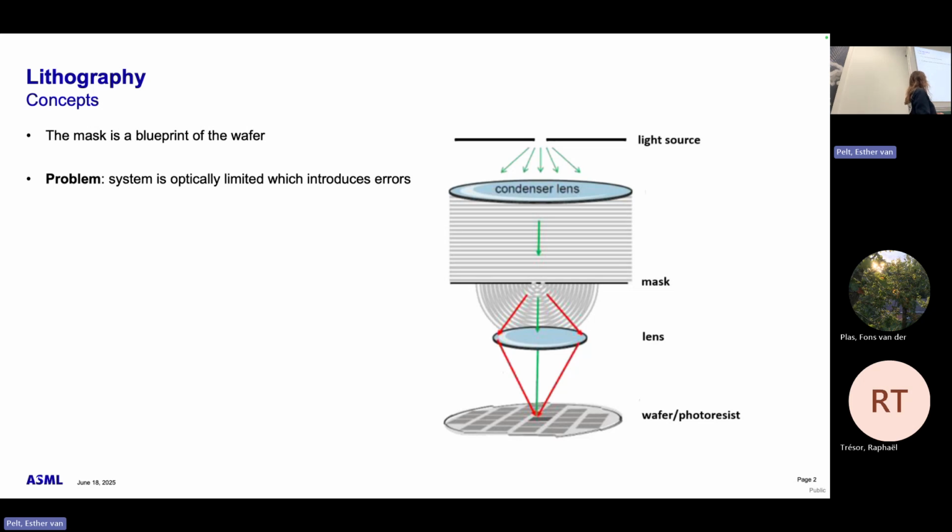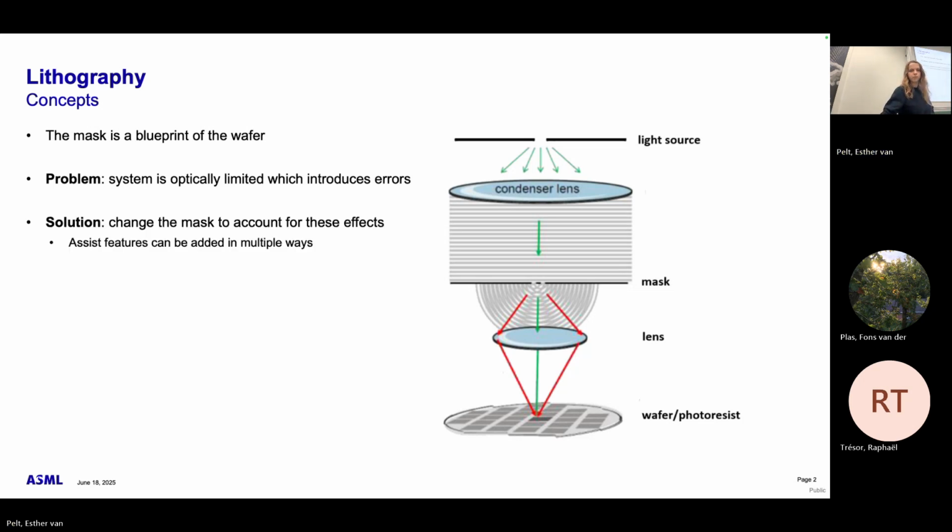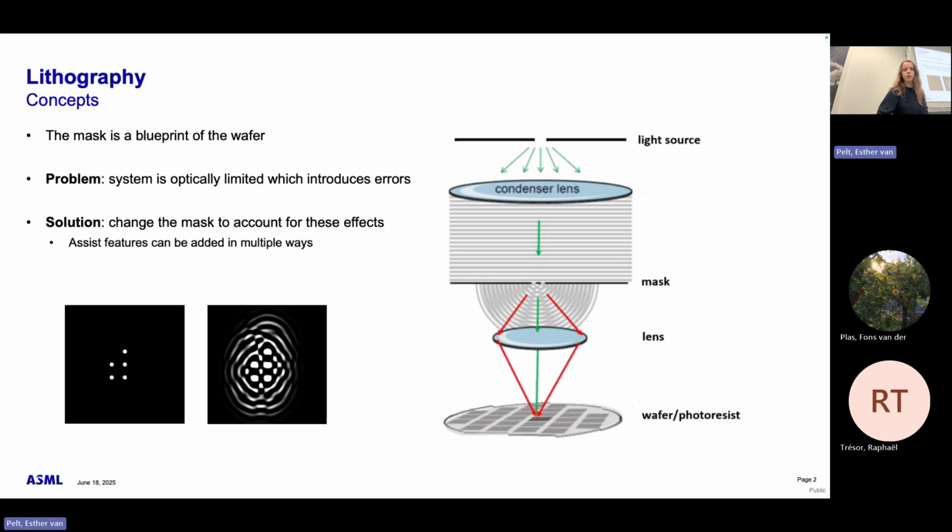However, the system is optically limited because we are working at very small dimensions. So we run into the diffraction limit, and this causes errors. A solution that's typically used is to change the mask to account for these errors. We do that by adding assist features, and you can see an example over here. This is the actual wafer that you want to have on the chip, which is then also printed over here. And to make sure that that's printed, you need to add all these wobbly features, which basically help to focus the light.